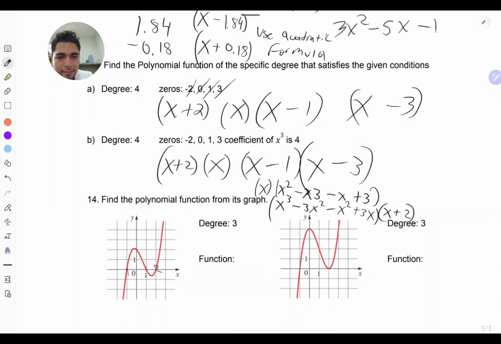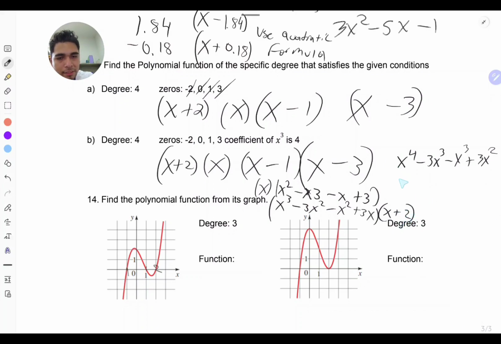So, again, same thing. X times x is x to the 4th. Okay. X times negative 3x squared is negative 3x cubed. X times negative x squared is negative x cubed. X times 3x is plus 3x squared. Okay, and now we do the same thing with the 2's.